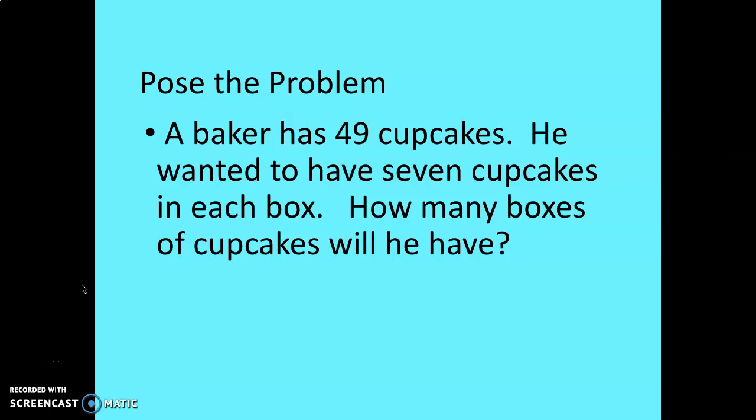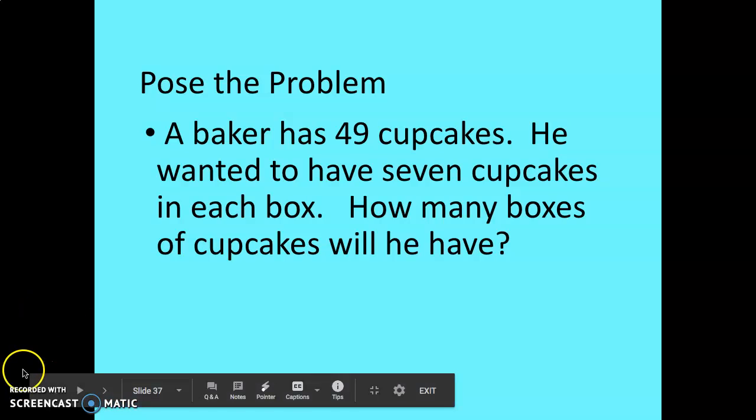Our first problem is going to be about a baker. A baker has 49 cupcakes. He wanted to have 7 cupcakes in each box. How many boxes of cupcakes will he have? So I want you to think about that, and then we're going to place that on the number line. So I'm going to go over to my number line and let you see what that's going to look like when we use repeated subtraction on that number line.